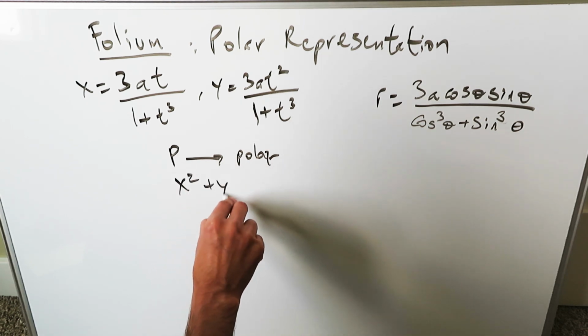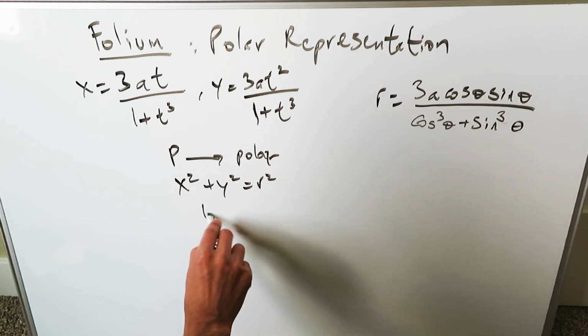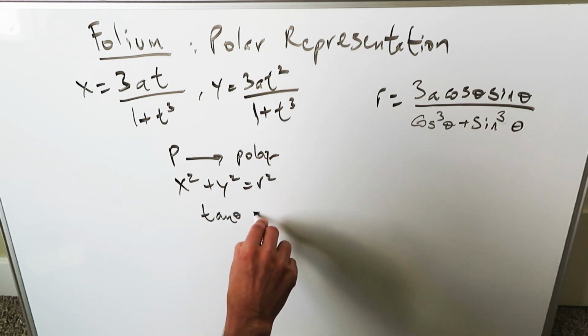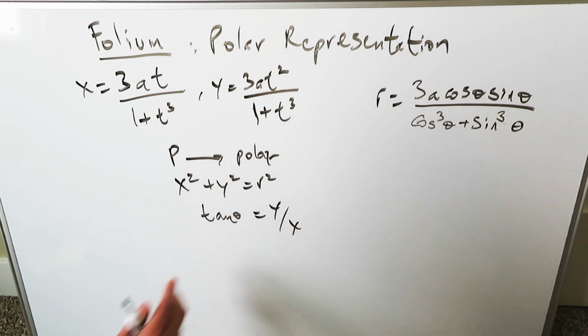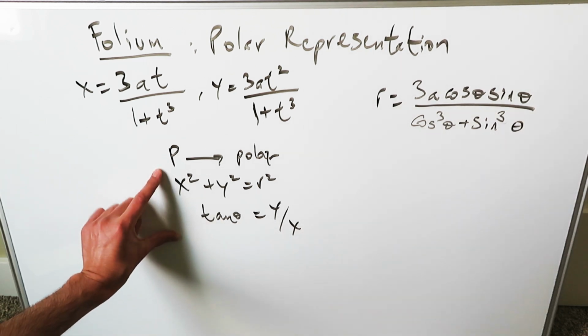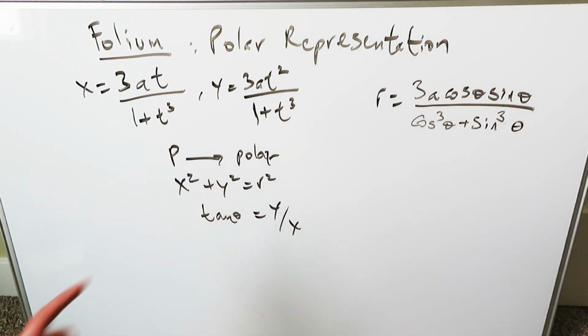x squared plus y squared is equal to r squared, and also tan theta is always equal to y over x. Your opposite over adjacent is equal to tan theta. These are your two methods and procedures you have to convert parametric equations into polar forms. But you know this from trigonometry, so let's bring them into play.